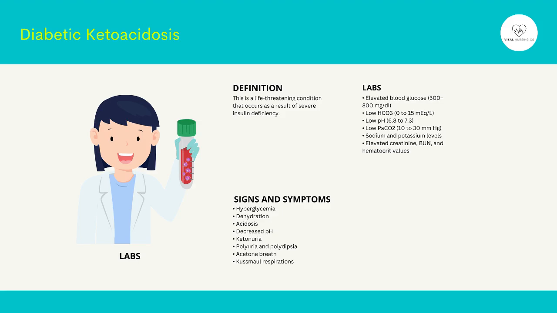Sodium and potassium levels may be low, normal, or high depending on the amount of water loss. Elevated creatinine, blood urea nitrogen, and hematocrit values may be seen with dehydration. After rehydration, continued elevation in the serum creatinine and blood urea nitrogen levels suggests underlying renal insufficiency.